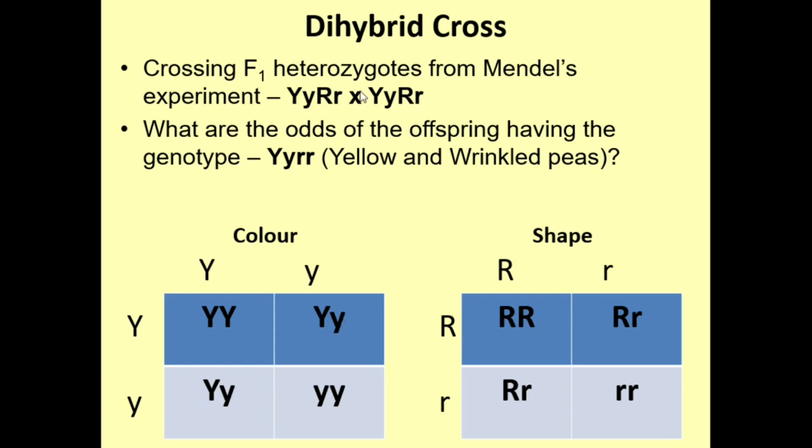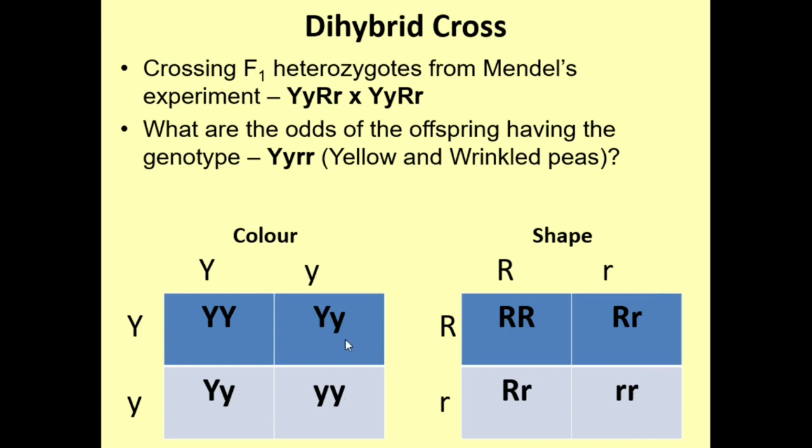And then we do the same with shape. So we put one parent down the side, one parent across the top. So we've got big R, little r, big R, little r. And then we just work through again, what are the odds of getting little r from that cross? Well, as we work through, we can see that we only get 1 out of 4. So the odds of getting that genotype from this cross is 1 out of 4.